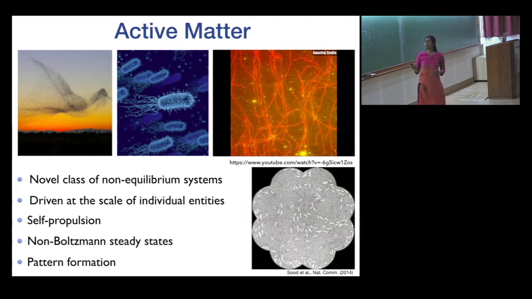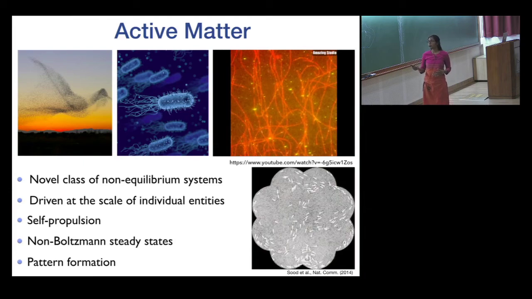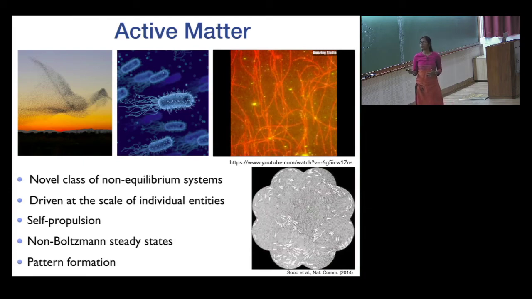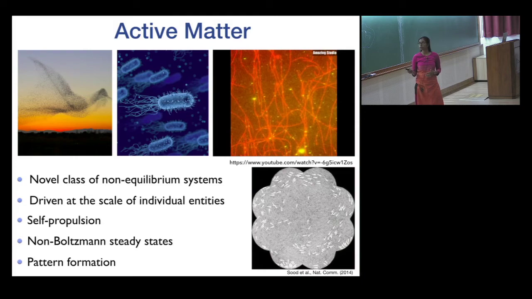So these are real life examples, but not only real examples, these active particles can also be realized in experiments. Basically these are vibrated granular rods which behave like self-propelled particles, and also show swarming behavior.